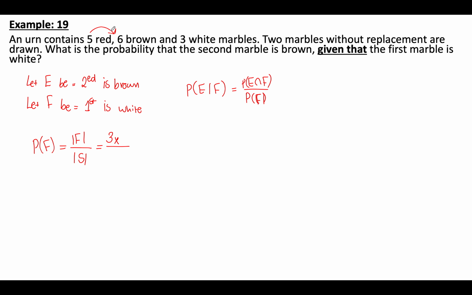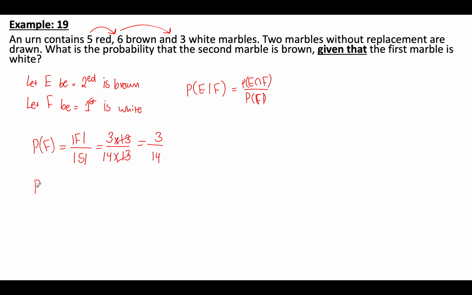5 plus 6 plus 3 minus 1, which is the one already taken here. So 5 plus 6 plus 3 is equal to 14, and 14 minus 1 is 13. The S, or the possible outcomes of the whole experiment, is equal to the first time I'm getting 14 marbles, 14 choices to take one of them, multiplied by 13. So the probability of F is equal to 3 over 14.